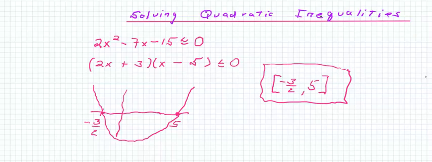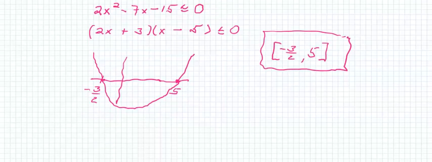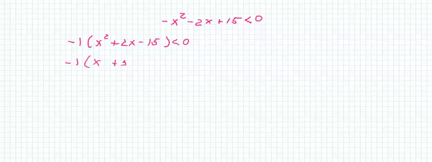All right, let's look at one more. This one we won't graph. There's two ways that we can do this. The first way, we can factor out the negative 1. Negative 1 times x squared plus 2x minus 15 less than 0. Notice it still stays less than. I haven't multiplied by negative 1. I just factored it out. Negative 1, x plus 5, x minus 3.